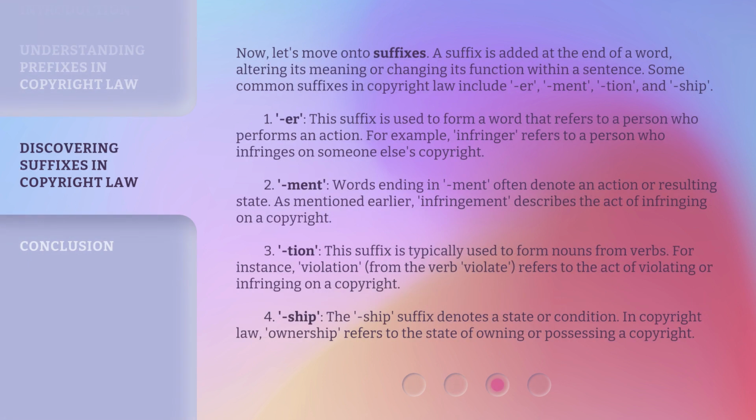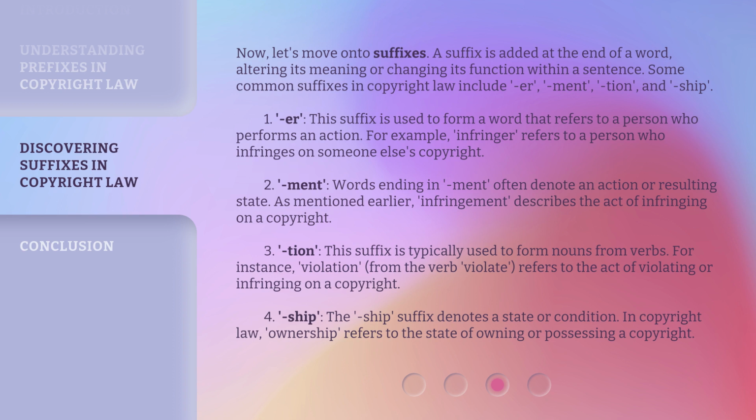Now, let's move on to suffixes. A suffix is added at the end of a word, altering its meaning or changing its function within a sentence. Some common suffixes in copyright law include er, ment, tion, and ship.